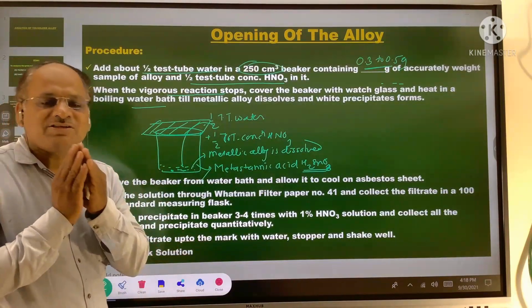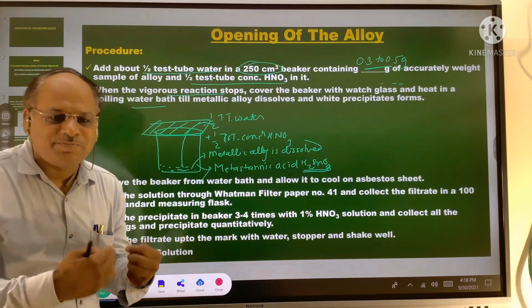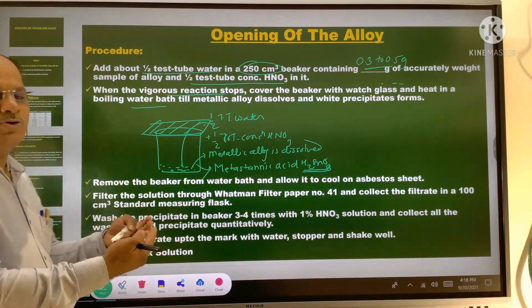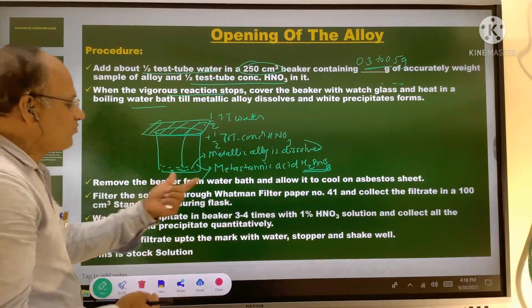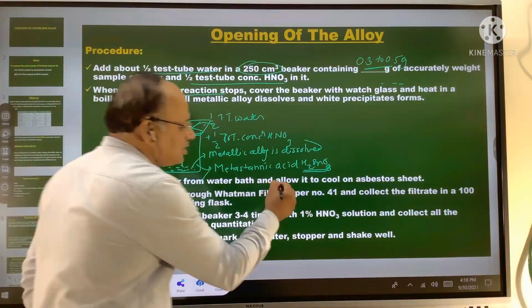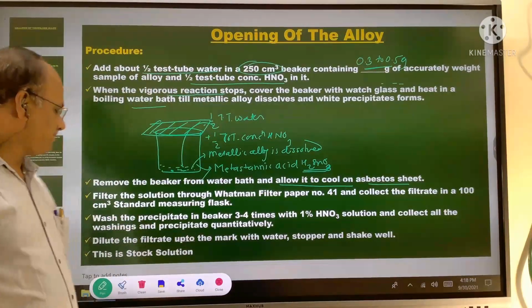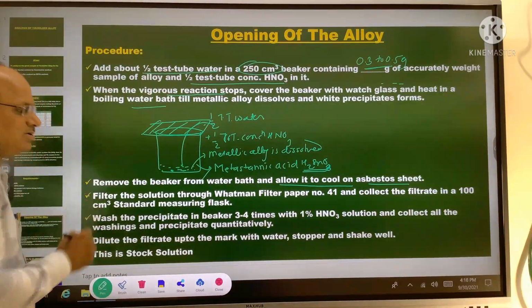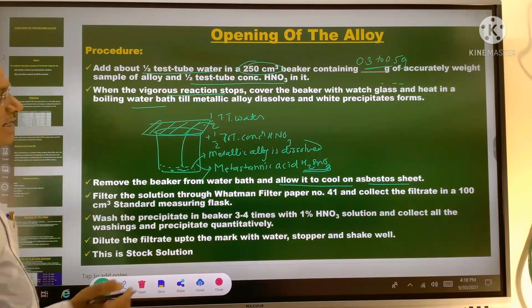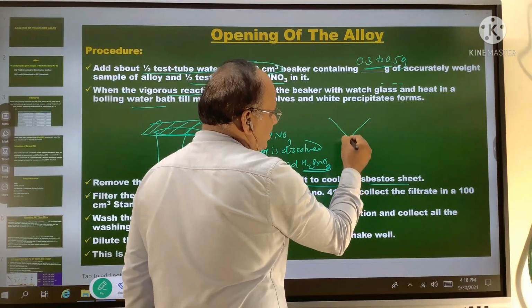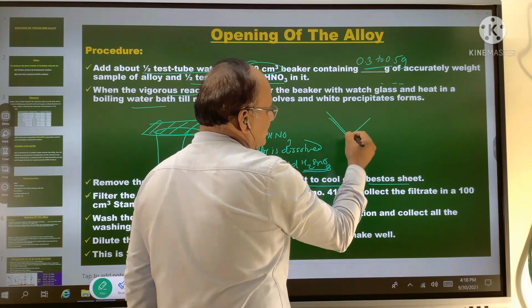Then after the complete dissolution of that tin alloy, you remove the beaker from the water bath and allow it to cool on the asbestos sheet. After the cooling, filter that solution by using Whatman number 41 filter paper.